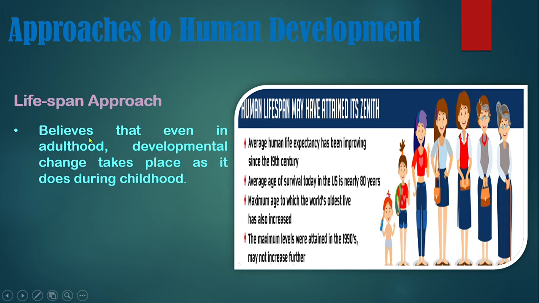And then the lifespan approach believes that even in adulthood, developmental change takes place as it does during childhood. Human lifespan may have attained its zenith. Average human life expectancy has been improving since the 19th century. Average age of survival today in the US is nearly 80 years old. That is in the US. And the maximum age to which the world's oldest live has also increased. The maximum levels were attained in the 1990s and may not increase further.